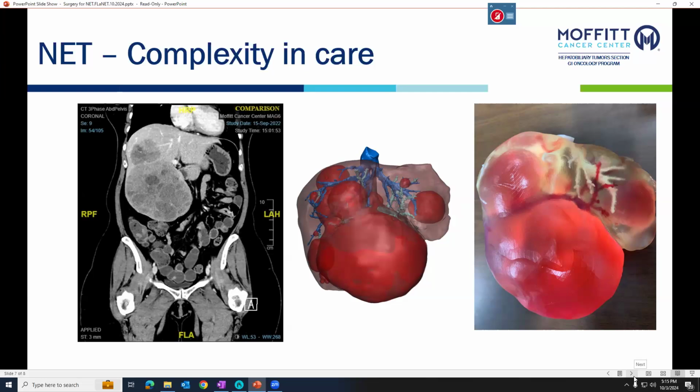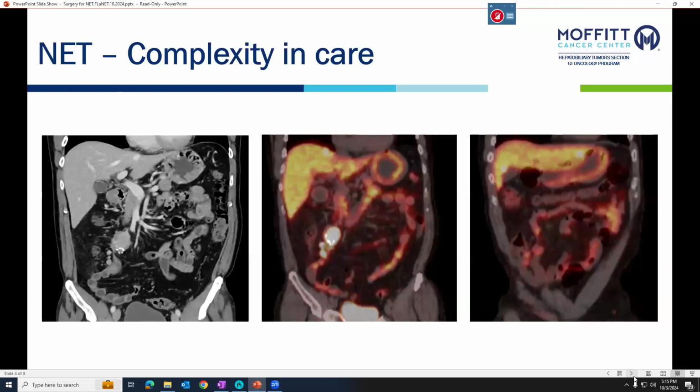Imaging is essential. So, you can see here how we use not only the typical imaging, like a CT scan, but we also use a lot of ancillary software that allows us to really plan if surgery is appropriate and plan the surgery the right way. Next slide. I mentioned that imaging is critical.